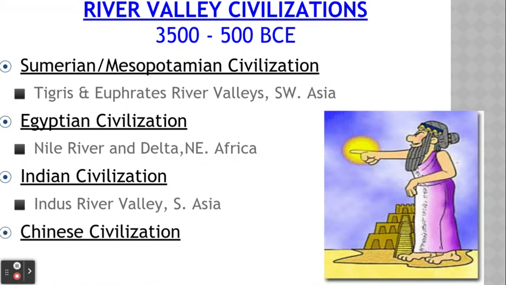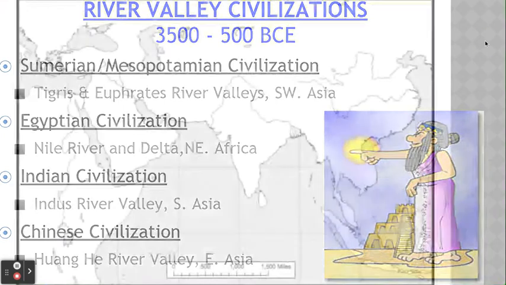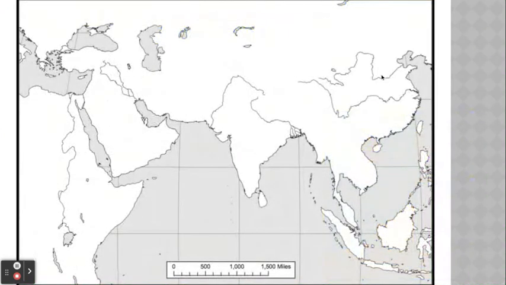And another one that we'll talk about in SOL 4 is our Chinese civilization, which is found on the Honghe River, also known as the Yellow River. Make sure you have that in your notes, that the Honghe River is also known as Yellow, and that's Eastern Asia.